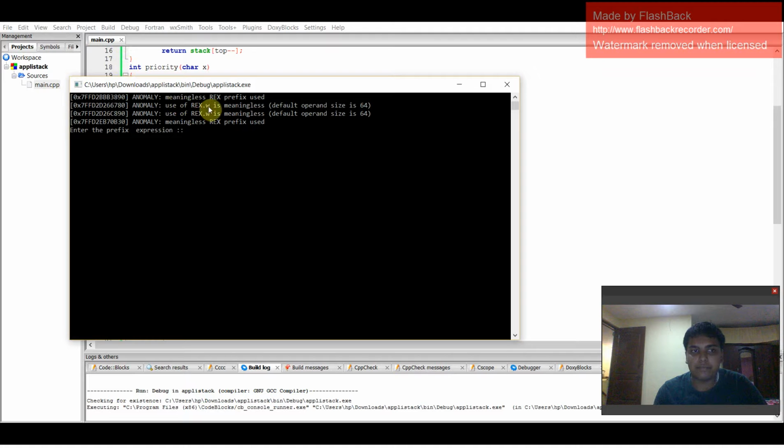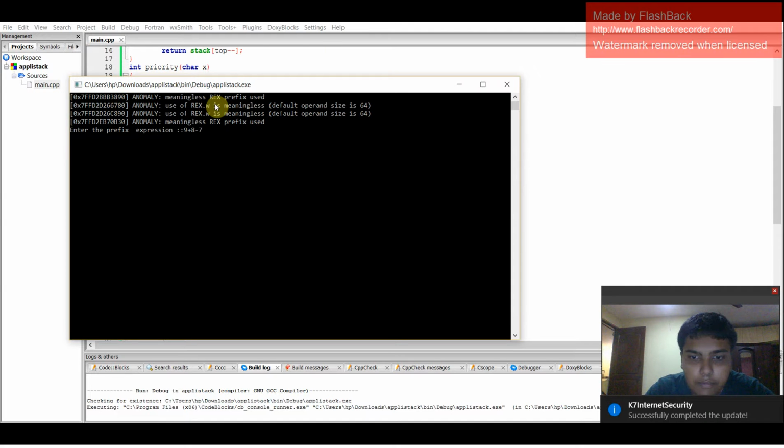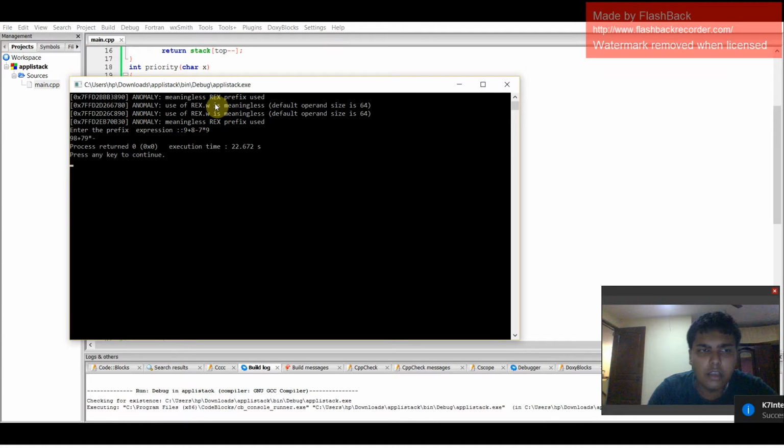Run. Enter the infix expression. Suppose I give 9 plus 8 minus 7 star 9. You get the output like this, the postfix expression, based on priority and those operations. Now I have used numbers, so let me try with variables.